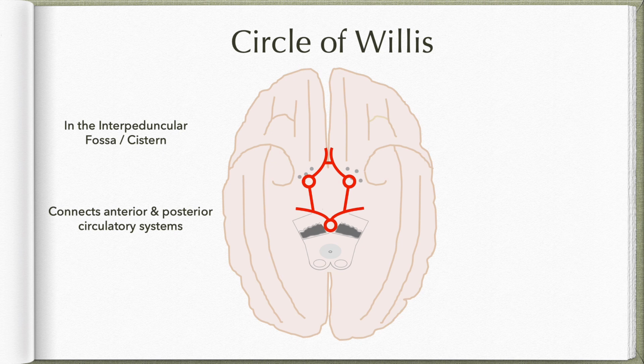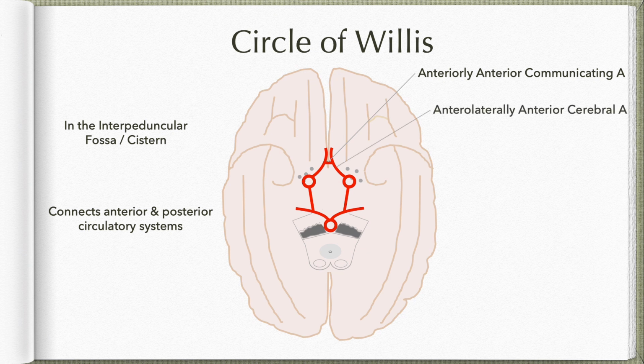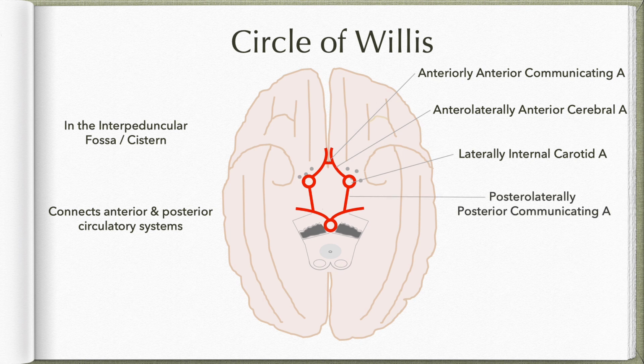of the brain. So, circle of Willis is formed by the anterior communicating artery anteriorly. Anterolaterally, it is contributed by the anterior cerebral artery. Laterally, it is contributed by the internal carotid artery. Posterolaterally, it is contributed by the posterior communicating artery. And posteriorly, it is contributed by the posterior cerebral artery on either side and the basilar artery in the midline.